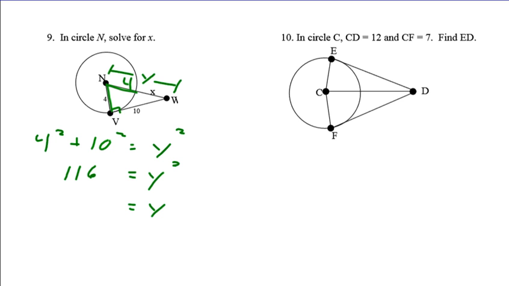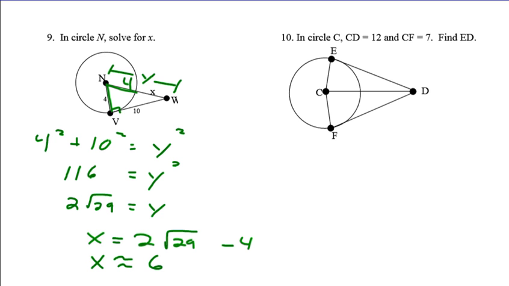which simplifies, but it's not pretty. This is 2 square root of 29. So if you want it exactly, x is 2 square root of 29, and then subtract 4. If you want a decimal, which I would totally let you do in this case, that would be approximately 6.77 units.